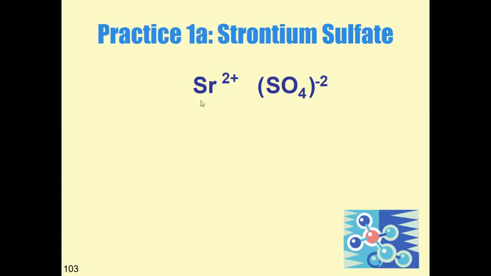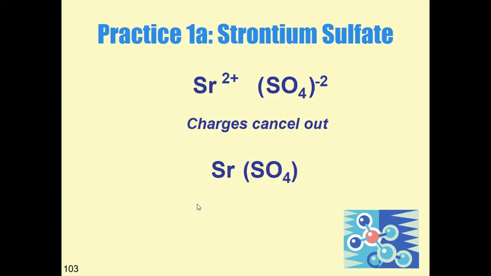We don't need to crisscross. We already see our charges are balanced, which means that we need only 1 strontium and 1 sulfate. This is what it looks like. Now, because we only have 1 sulfate, we don't have to put the parentheses around the sulfate. However, I think it's a good habit to get into because it draws your eyes to it. But either one of these answers is correct. I tend to do it with the parentheses because it draws your eye to the polyatomic.